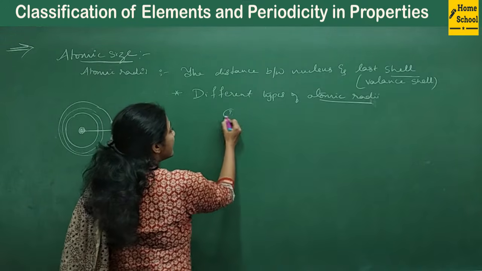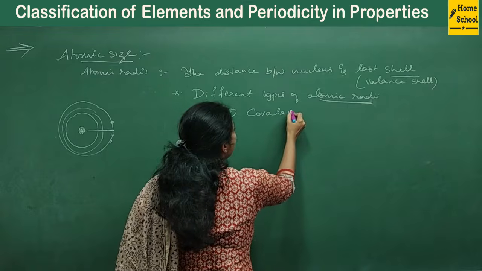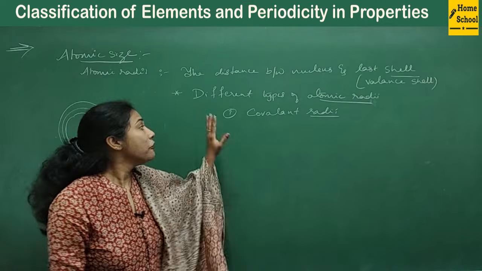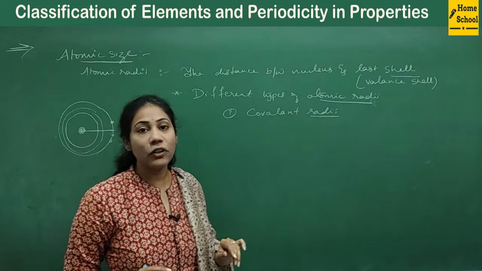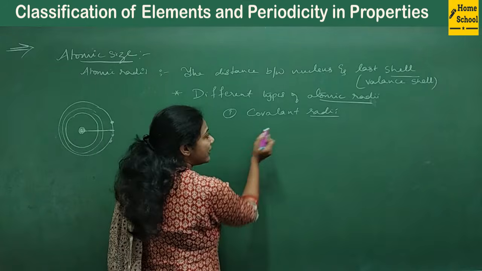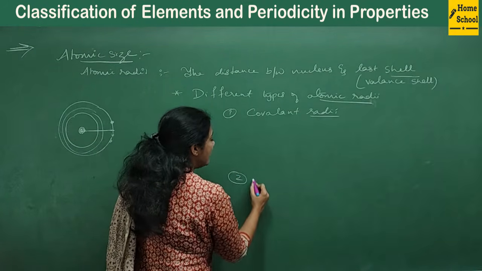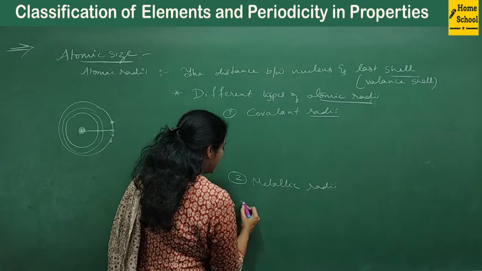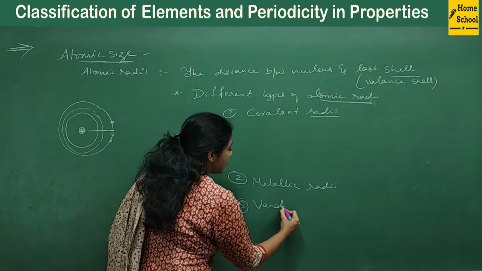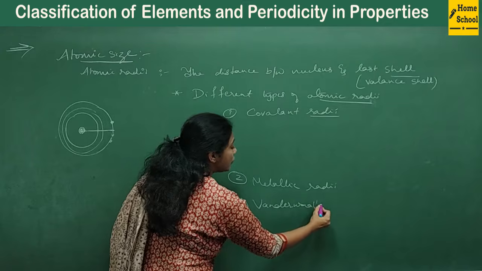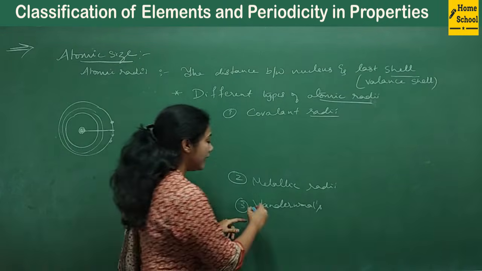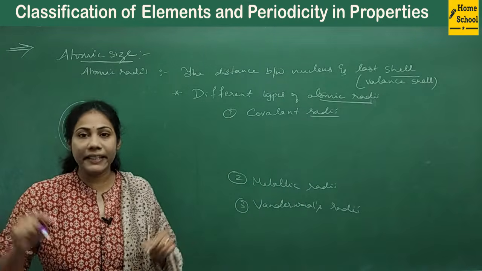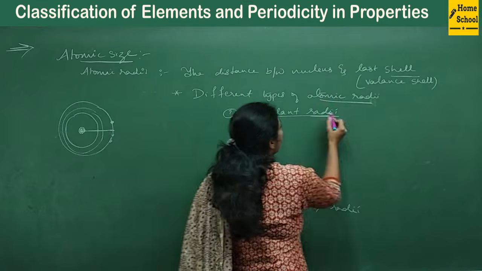The first one is covalent radii. This is really very important to measure the atomic size of many elements. We have considered covalent radii. Let's discuss everything about covalent radii in detail. Second one is metallic radii, and third one is van der Waals radii. This van der Waals radii is used in case of noble gases, right? So let's discuss all the three in detail. First and foremost, covalent radii.